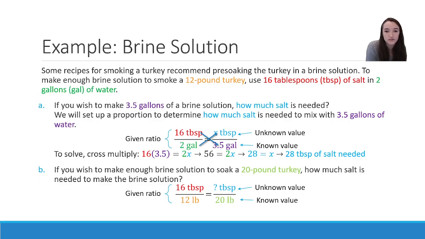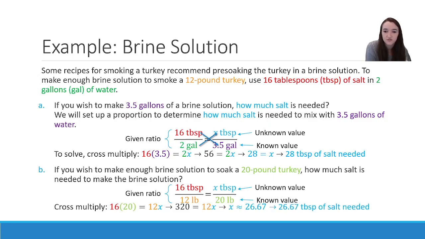Now, once again, we'll replace our question mark with an X, and then we'll do our cross multiplication. So 16 times 20 equals 12 times X, which is 320 equals 12X. We just need to divide by 12 to solve for X to get approximately 26.67. And then we don't just leave our answer as 26.67, we give our final answer with its units, with its context, so 26.67 tablespoons of salt are needed.